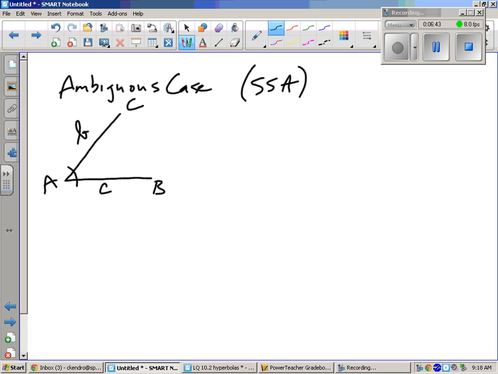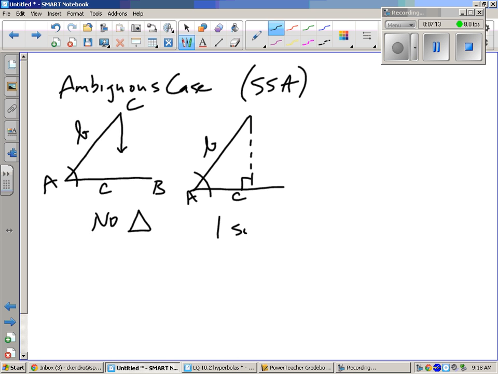A lot of different things can happen. I can have this side A only reach to right here, and this would have no triangle. It doesn't connect. So if we don't know what angle C is and what angle B is, or what side A is, there's no way to tell how it fits. Another scenario, given A, B, and little c, is it could hit exactly straight down and you'd have one solution, and that would be at a right angle.